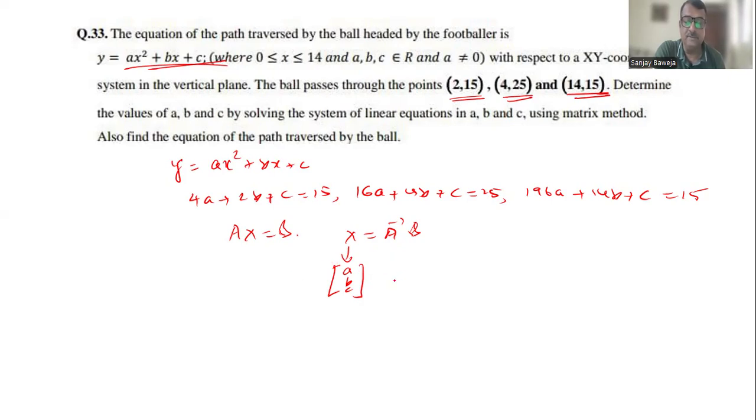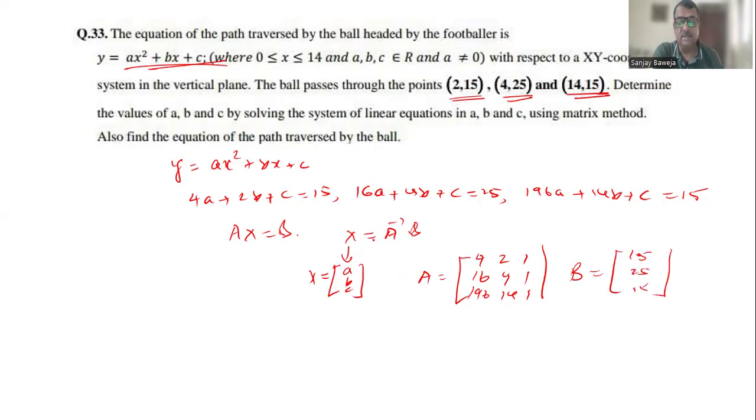And A is the coefficient matrix. This is matrix X. Matrix A is [4 2 1; 16 4 1; 196 14 1]. And B matrix is the constant matrix, which is [15; 25; 15]. So you will use X is equal to A inverse B to find out the values of A, B, C, and you will get A as minus 1 by 2, B as 8, and C as 1.